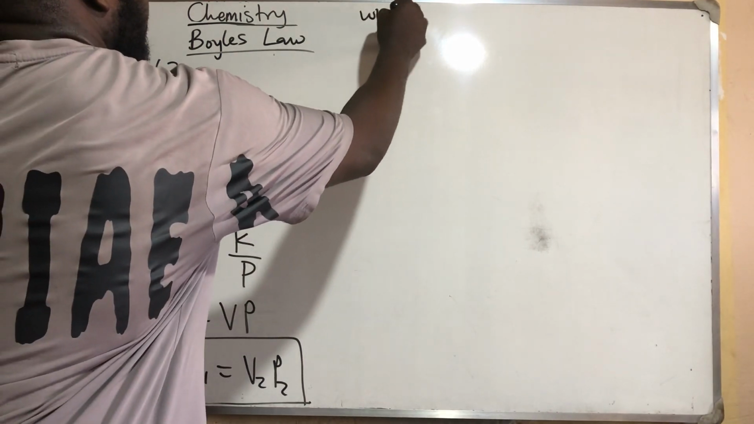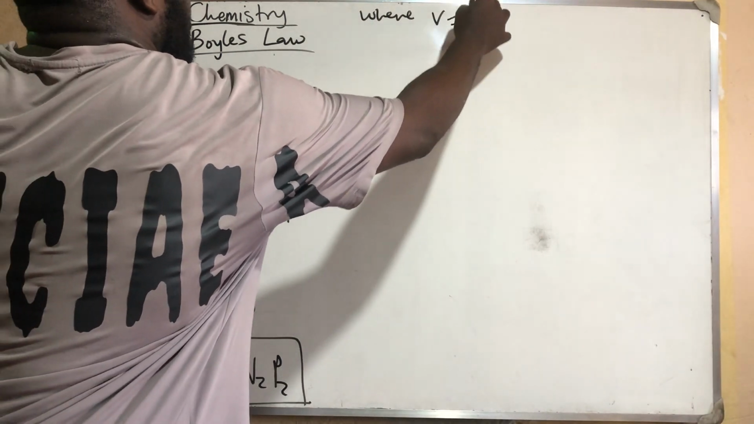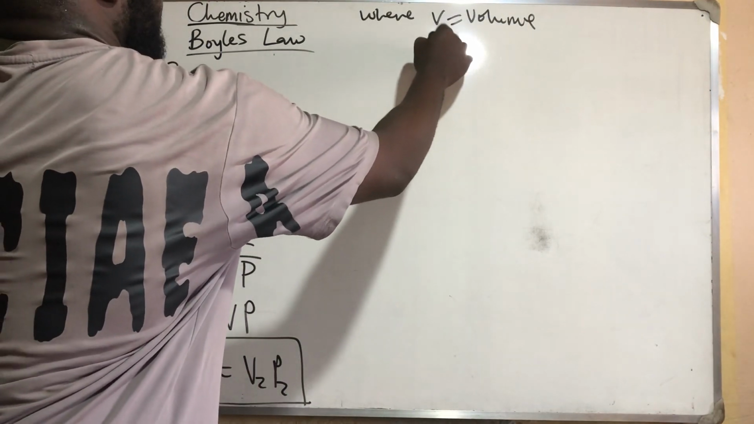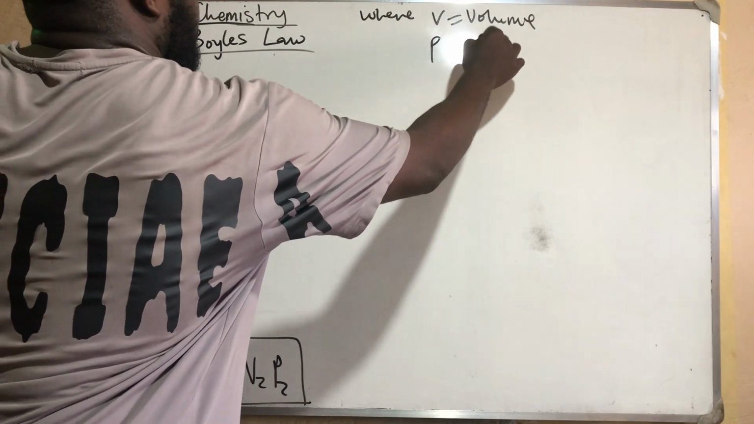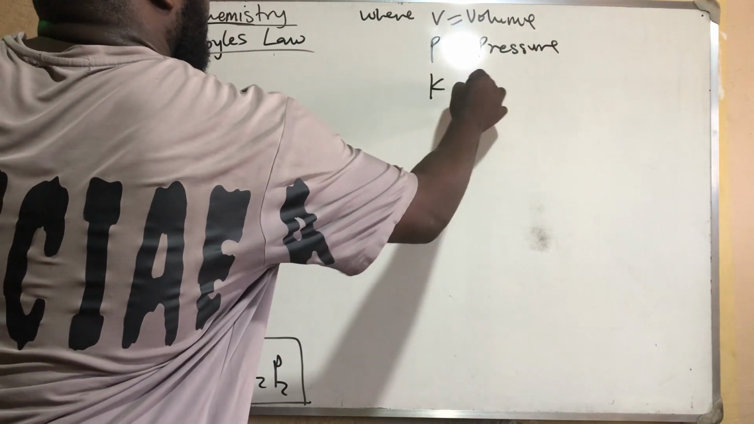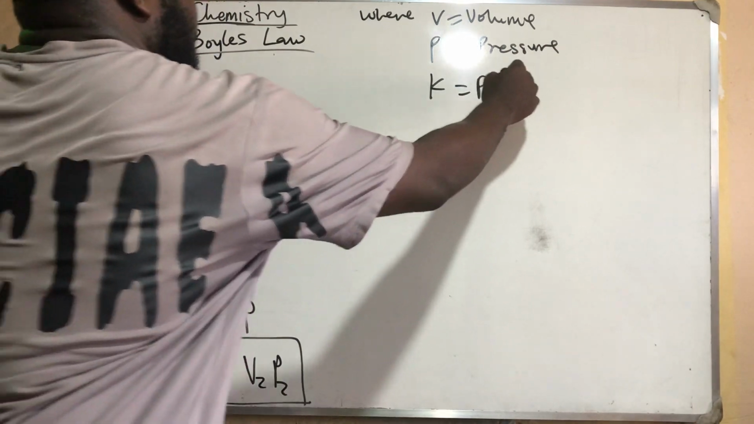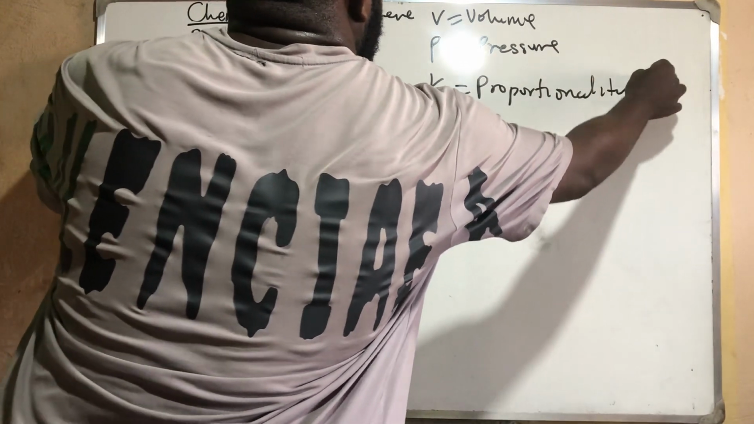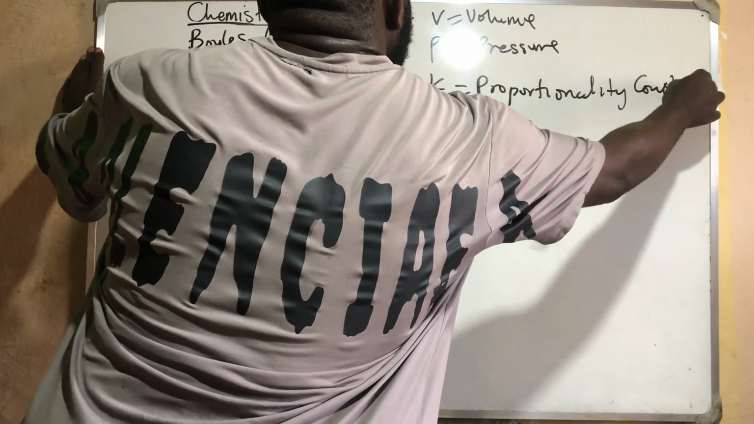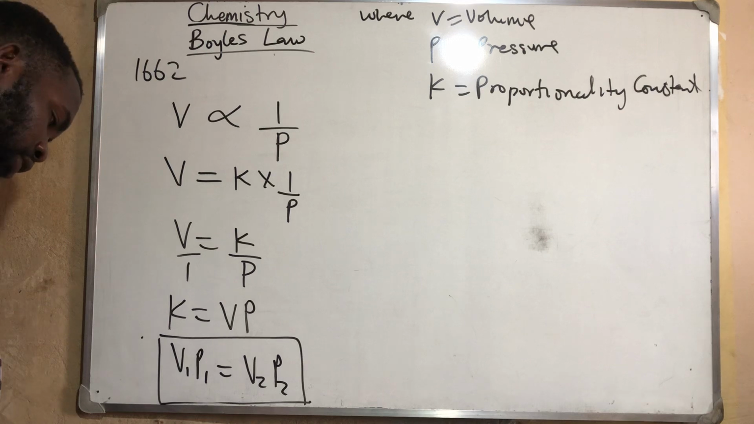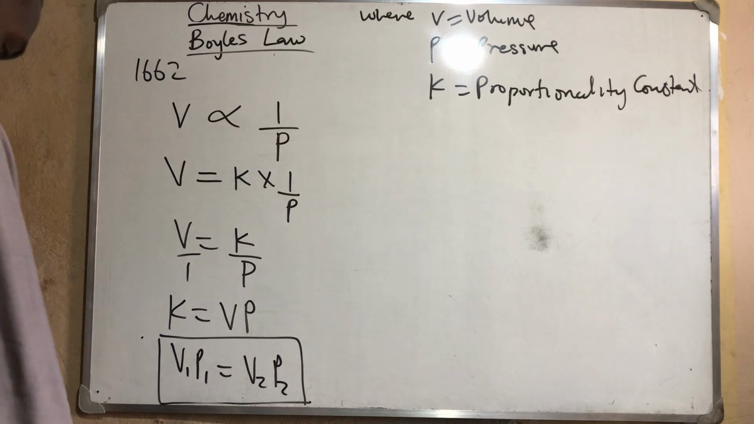Please write, where V is equal to volume, and P is pressure, and K is the proportionality constant. All right? So from this, we can now solve some calculations on Boyle's law.